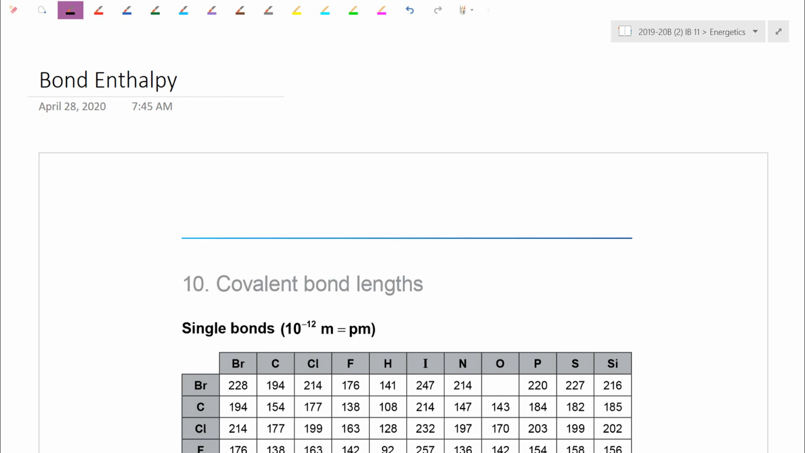Morning, everyone. I hope you're continuing to do well. We're going to continue on in our energetics chapter. Today, we're going to learn the lesson on bond enthalpy.